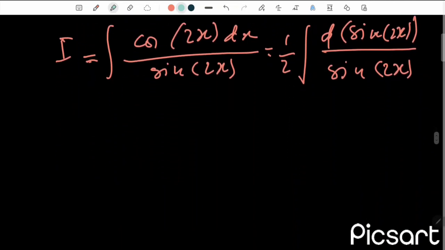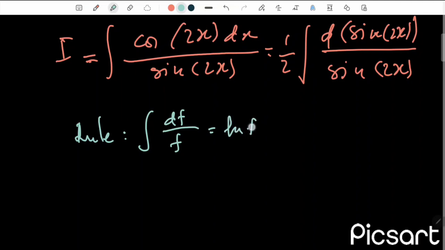We must apply the following rule. Again, I advise you to watch the previous video to remember these techniques. We have the following rule: the integral of d of f over f is equal to ln of f plus c.